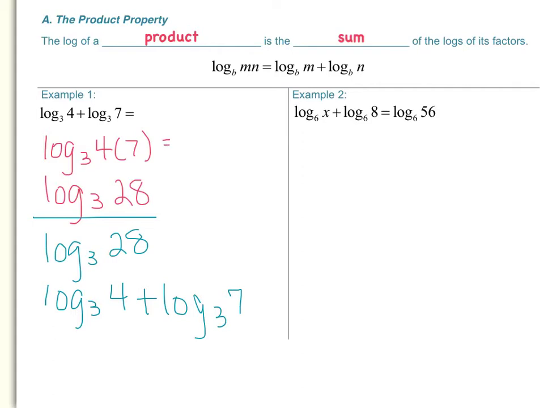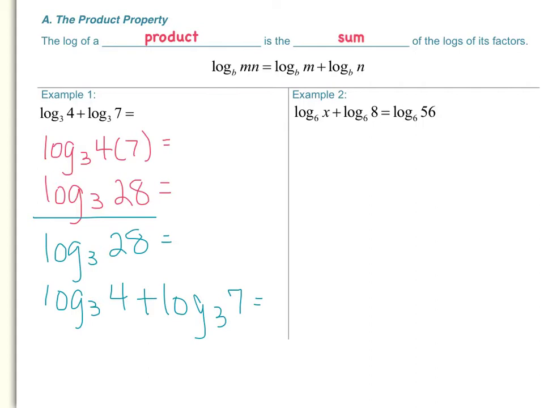The reason I'm doing this all on one side of the equation is because this property is saying that if you see it one way, it can be written this way, or vice versa. If you see it this way, it can be written like this. And in our example 2, we're going to put this property into use with a real log equation. So let's look at that one now.